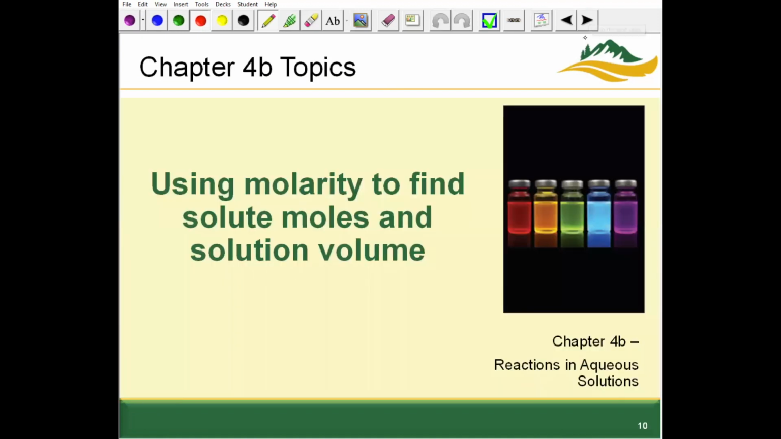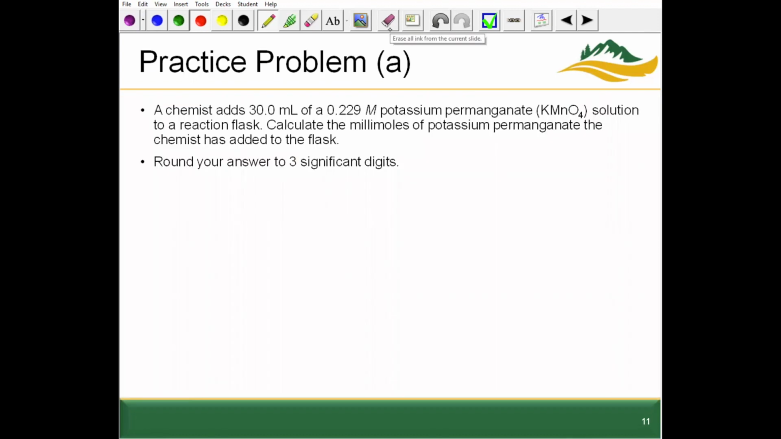Then for the next topic here in chapter 4b, we're still going to do more on molarity. So now we're going to build in complexity using molarity, to find the solute moles and solution volume. Before going through this practice problem, let's remind ourselves that concentration, the general term, is moles per some volume, or even more broadly, the amount of solute per volume of solution.